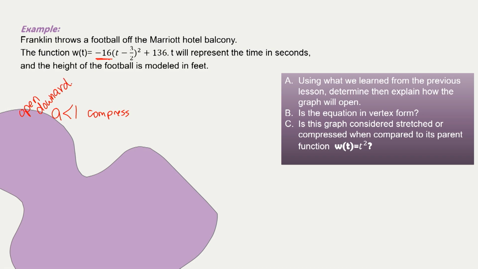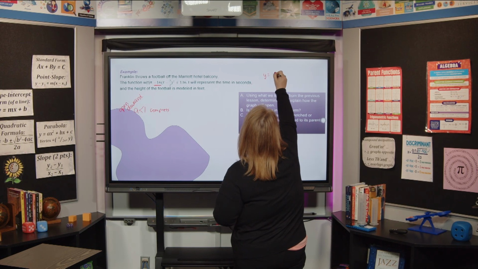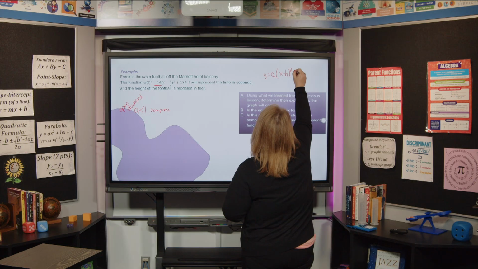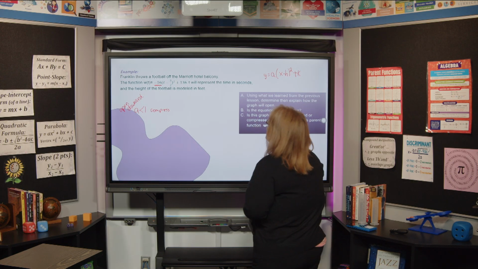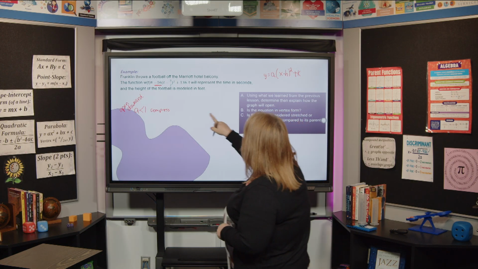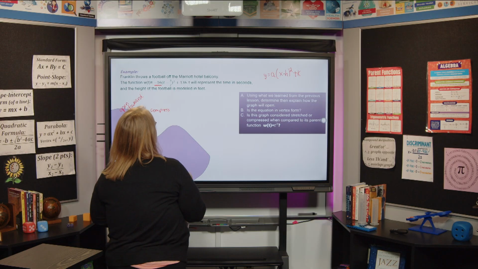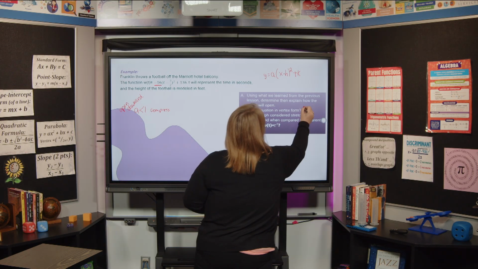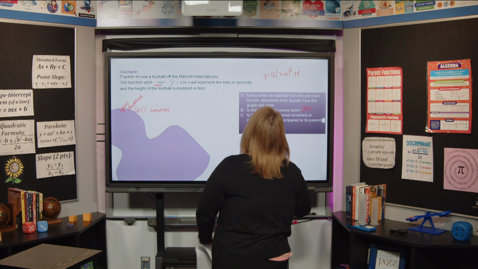All right, so the next one says, is the equation in vertex form? Well, what I do to help myself remember is I write my vertex form: y equals a times x minus h squared plus k. I have that in my negative 16 times t minus 3/2 squared plus 136. So yes, it is in vertex form.